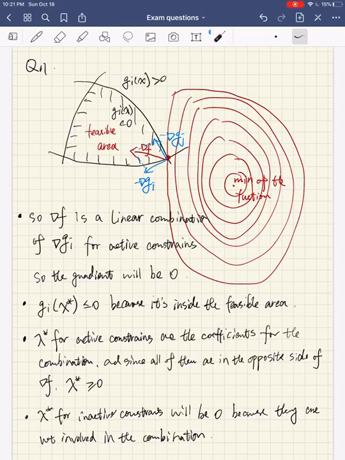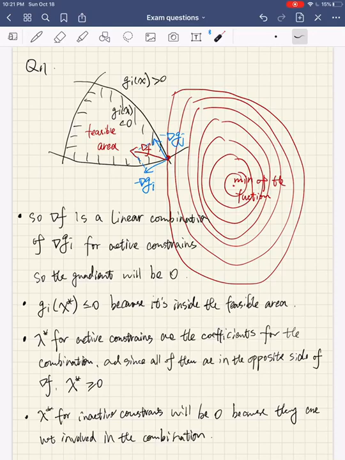It's basically a linear combination of all the active constraints, the g functions, and the function f. There will be a linear combination of all of them together that will be 0, simply because of this fact right here. The gradient of the function can be a linear combination of all the rest of the constraints.